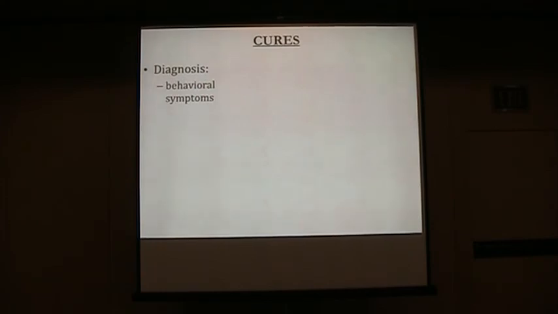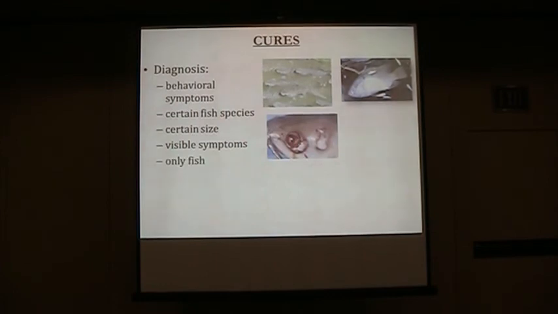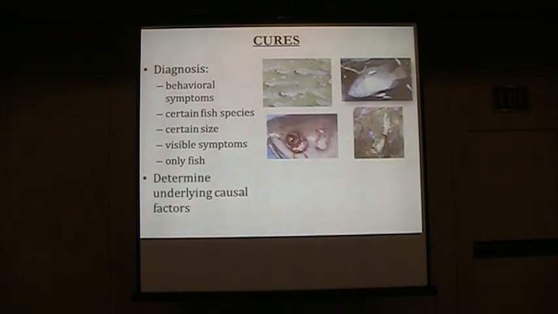In terms of diagnosis, you look at behavioral symptoms, you look at the size and the species of the fish, you can look at visible symptoms that might indicate disease. You can pay attention to whether or not it's only fish. So if you have things like air breathers, like turtles, that are dying as well, that's an immediate indication that it's not an oxygen issue. It most likely is some sort of toxin. And that allows you to eliminate that and move on.